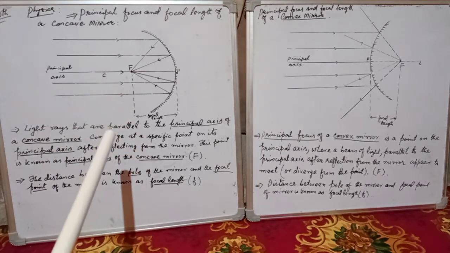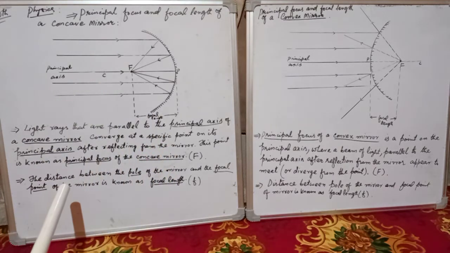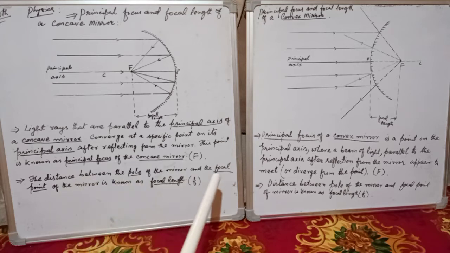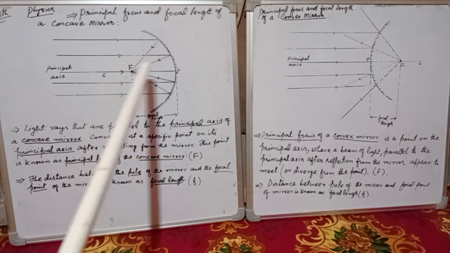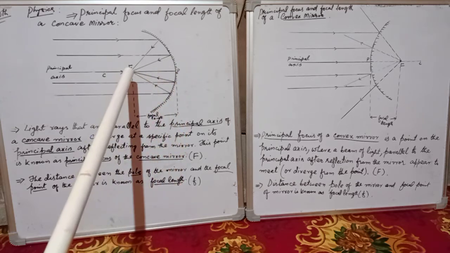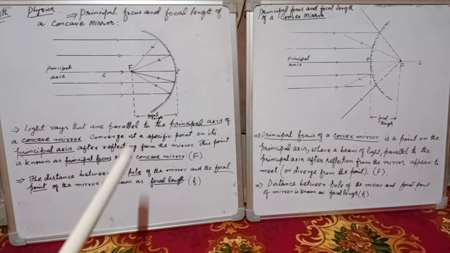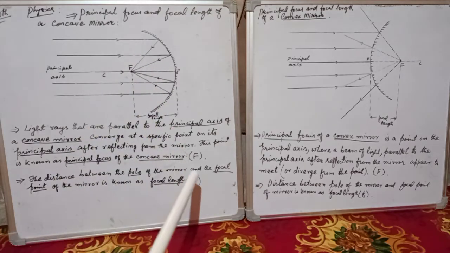Now, after the principal focus of the concave mirror, here is one more thing which you should know, that's focal length. So dear students, the distance between the pole of the mirror and the focal point of the mirror is known as focal length. This is the focal point F and this is the pole P. The distance between the principal focus, or simply the focal point, and the pole of the mirror is termed the focal length of the mirror, and it is represented by the small letter f. I think you got it here.